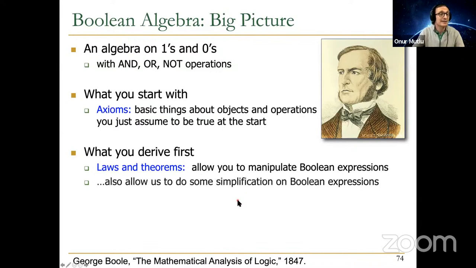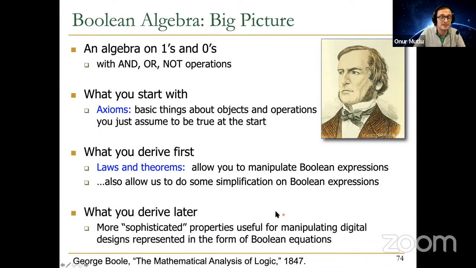Basically, using Boolean algebra to implement a function in a careful way enables us to design better computers, better digital logic, let's say. Better meaning lower area costs, higher performance, higher energy efficiency, lower energy, etc. So it also allows us to do simplification on Boolean expressions, which is going to be the important part for minimization.